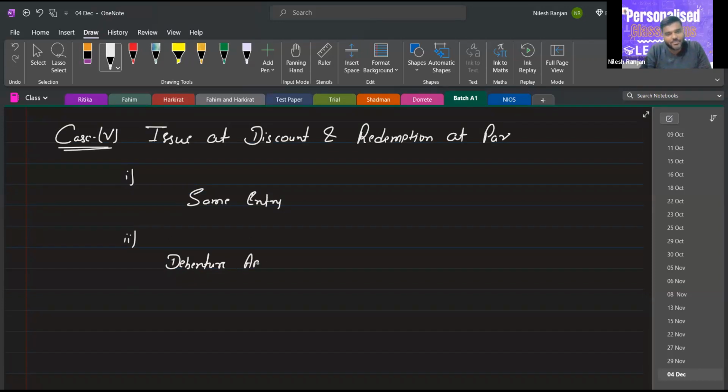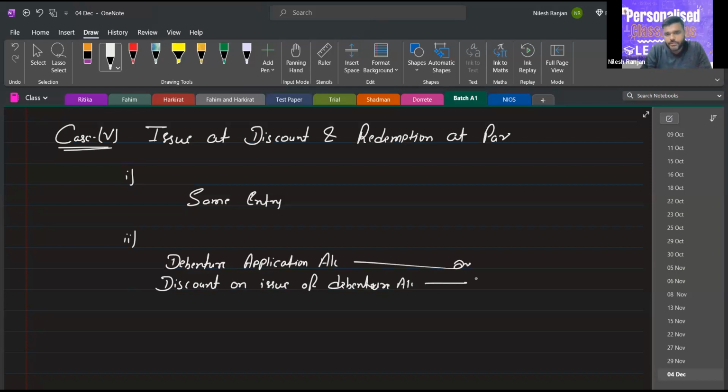Debenture application account debit. Now there is discount on issue, so discount on issue of debenture account debit to debenture account.